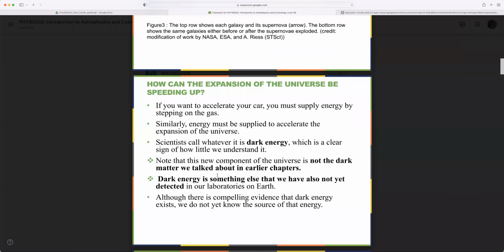And there is one thing that you have to make clear. This new component that we are introducing, which we believe is the entity responsible for the acceleration of the universe, dark energy, is not the same as dark matter. The dark matter that we talked about in the chapter about galaxies is matter that is invisible inside galaxies. However, it creates the same effect as gravity. So it acts as an attractive force, like the gravitational attraction. But dark energy is completely different. It is responsible for the acceleration of the universe, right? It's kind of an anti-gravity type of thing.